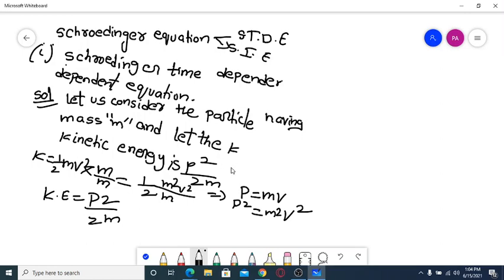Let the kinetic energy be p square by 2m, and the potential energy be V. Again I am repeating the same thing. Let us consider the particle having mass m, with kinetic energy given by p square by 2m and potential energy given by V. You already know the basic kinetic energy equation, half mv square. We multiplied and divided by m, so you get half, 1 by m, m square v square, that is p square by 2m, since p square is equal to m square v square. So the kinetic energy is equal to p square by 2m.